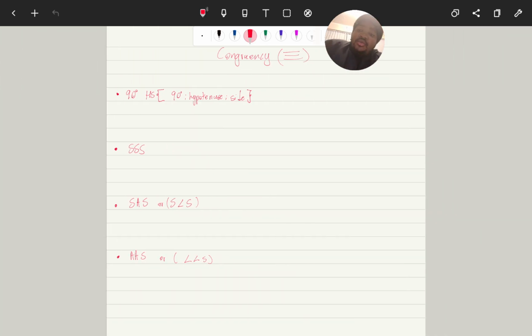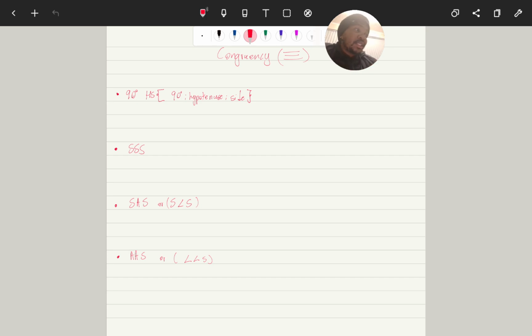Let's see what we're going to talk about. So now that we have spoken about triangles, we go further and talk about triangles. There are two things which we speak about: congruency and similarity. Congruency and similarity.